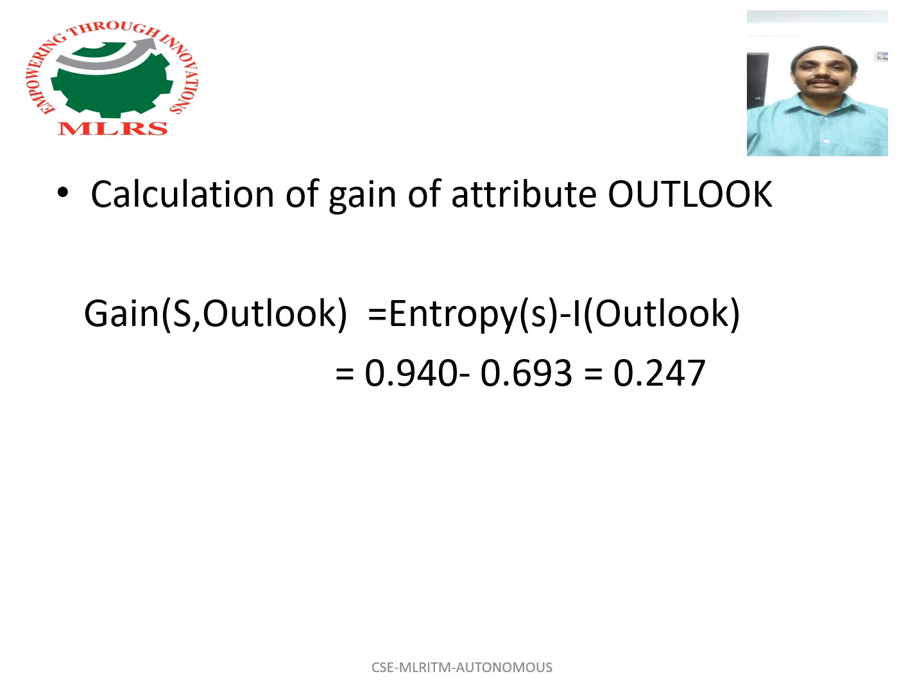After that we have to calculate information gain of that particular attribute. How will you get that one? We have to subtract average information from total entropy. So that is gain of S comma outlook equals entropy of S, which we calculated at the starting, that is 0.940, minus that particular attribute's average, that is 0.693. So the result is 0.247.